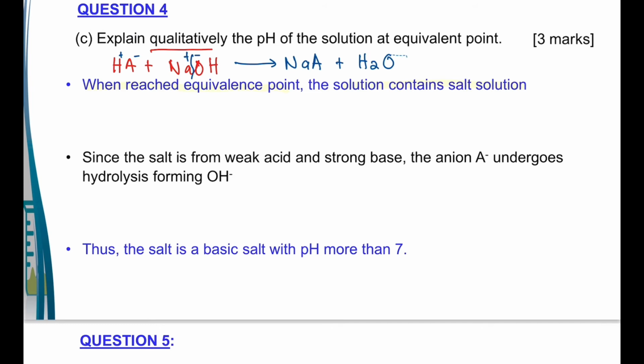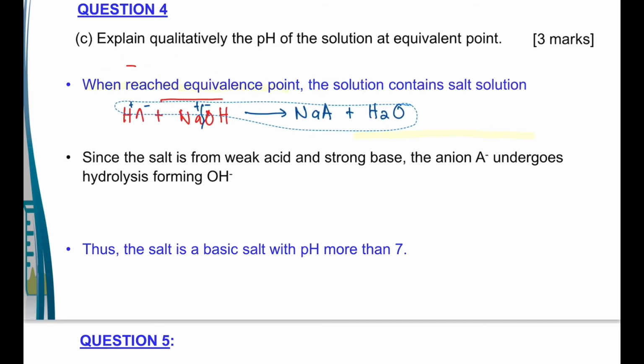So how to determine the salt solution? How to prove that it is salt solution? Okay, kita tuliskan dia punya chemical equation. So mana salt dia? Inilah salt dia. This salt is Na plus and A minus. Since the salt is from the weak acid and strong base, the anion A minus will undergo hydrolysis, forming OH minus. So how to prove that the anion will undergo hydrolysis?